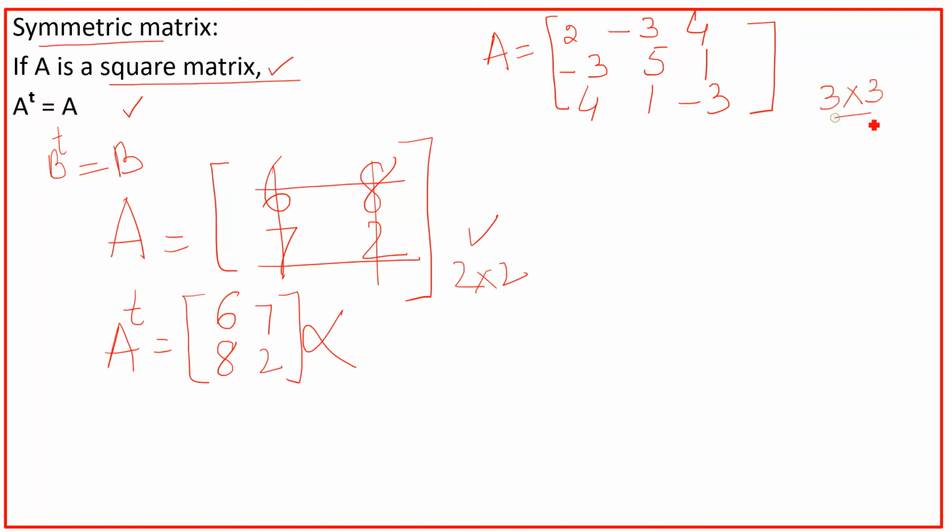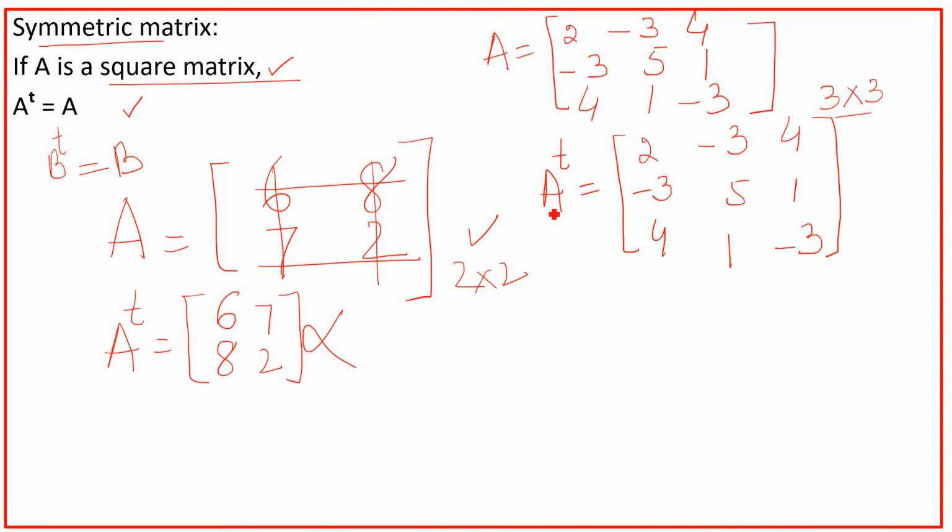Number of rows is equal to number of columns. It is a square matrix, so you can go further. The first condition is satisfied. Now A transpose. This is the first row, make it column: 2, negative 3, 4, negative 3, 5, 1, 4, 1, negative 3.